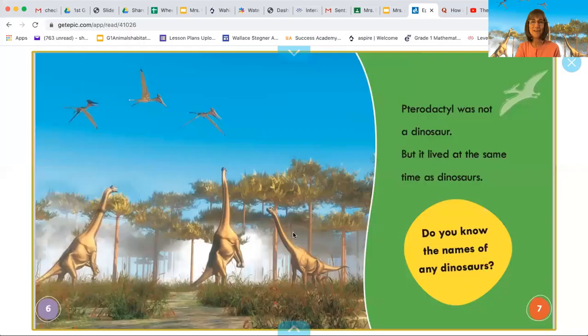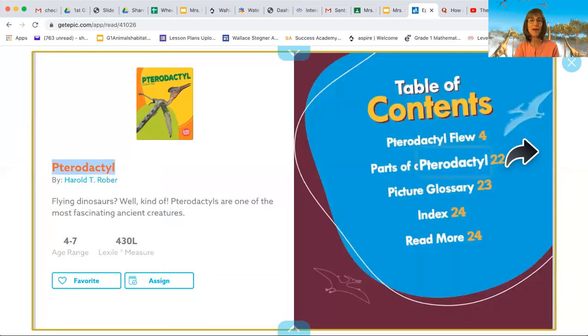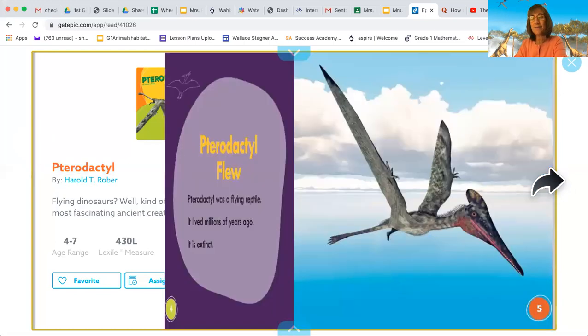Compare and contrast. Remember what that means? It means we find out what's the same and what's different. So let's read our story and see if we can come up with some things that are the same or different. And there's my screen again. Let's see if we can go back to the beginning. Here we go. Okay, so this is a book about pterodactyls. Remember yesterday it was about pteranodons.